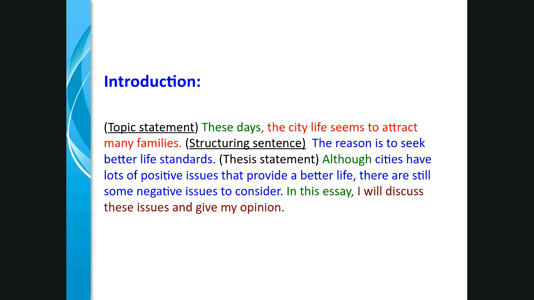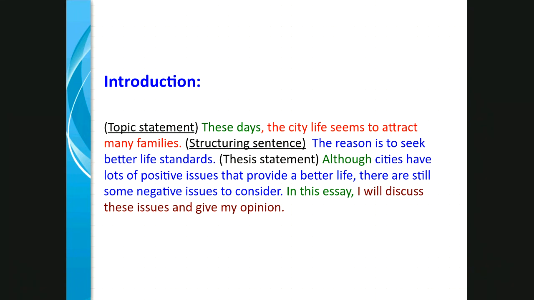Sir, my question is regarding thesis statement. Is a thesis statement compulsory in every essay? And second question is that, sir, can we write the thesis statement after the outline or before the outline?